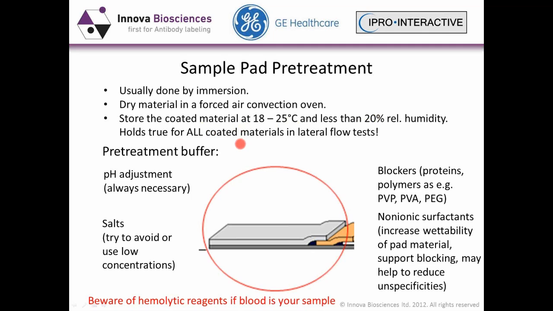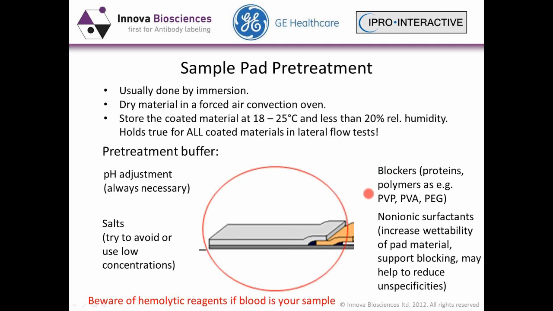The pretreatment buffer for a sample pad usually contains a buffer for pH adjustment, and this is always necessary. It may contain salts. Use them at low concentrations, if you use salt at all, because the salt will add up to the salt that you already have in your sample, and it will add up to the salt that you may have in test and control line reagents. So you can reach relatively high salt concentrations by that approach.